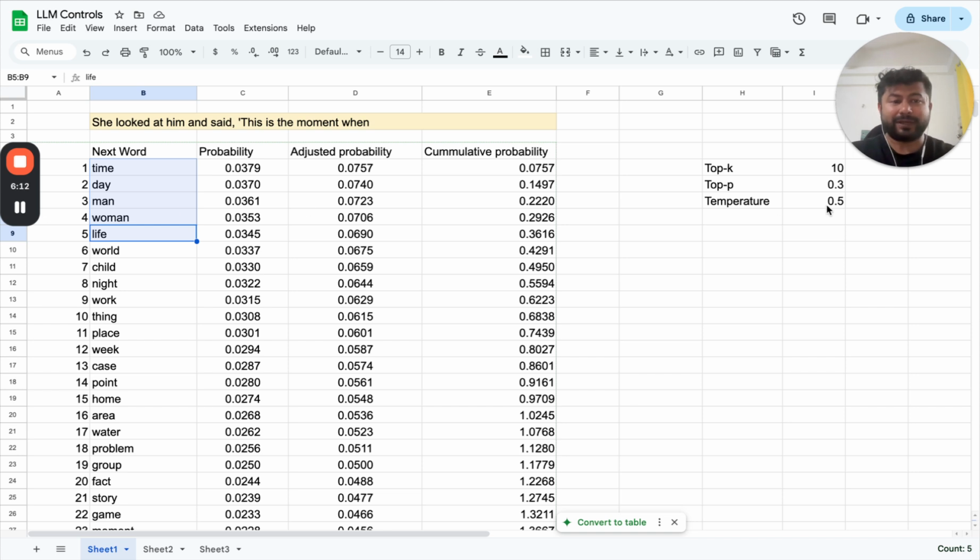Now if you set temperature to 0, just note, it is always going to predict the top word. So this is a very simple, basic explanation of how you can use top K, top P and temperature to decide on the creativity of the LLM's response.